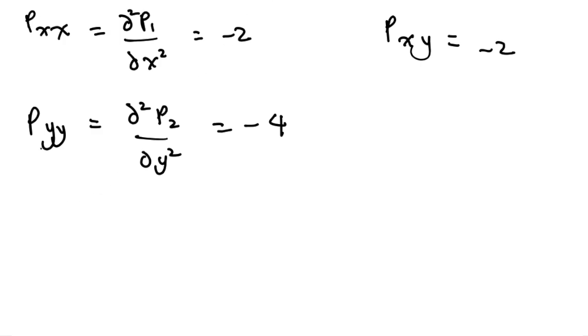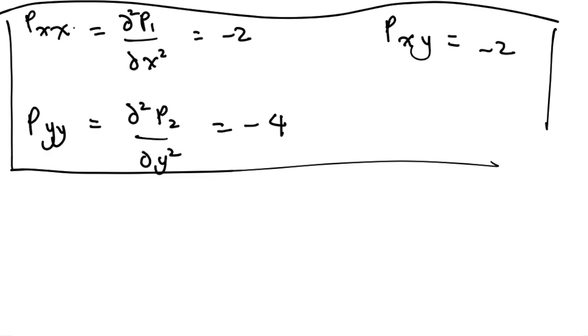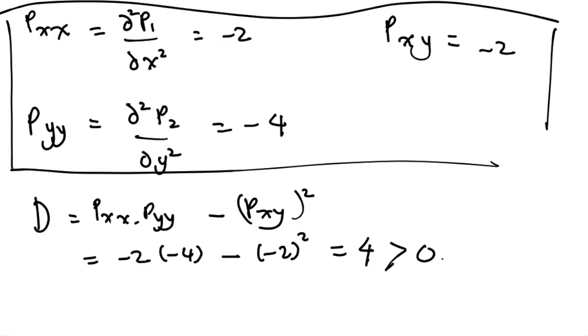Okay, then using all of this information, we can evaluate or calculate the discriminant. So discriminant, like I said earlier, is pxx times pyy minus pxy squared. In this case, pxx is minus 2, pyy is minus 4, and then pxy is minus 2, squared. What do we get? If you calculate it, you're going to get 4, and obviously it is greater than 0.